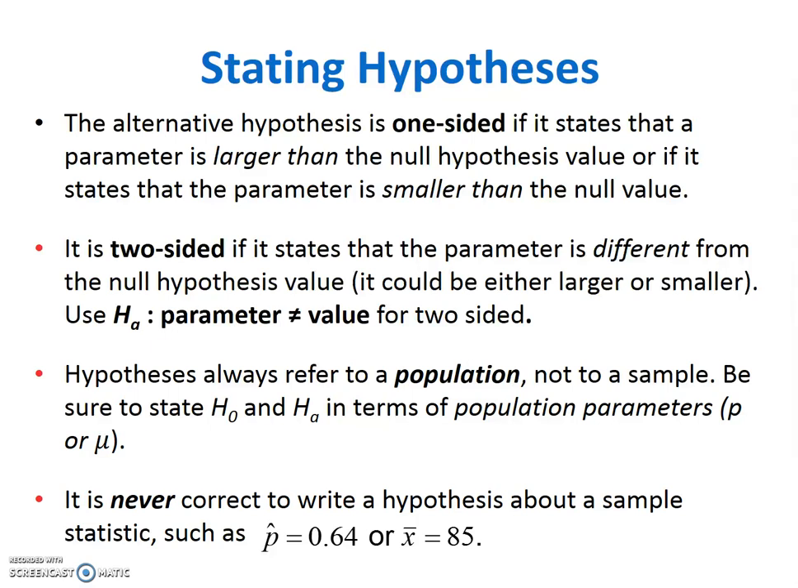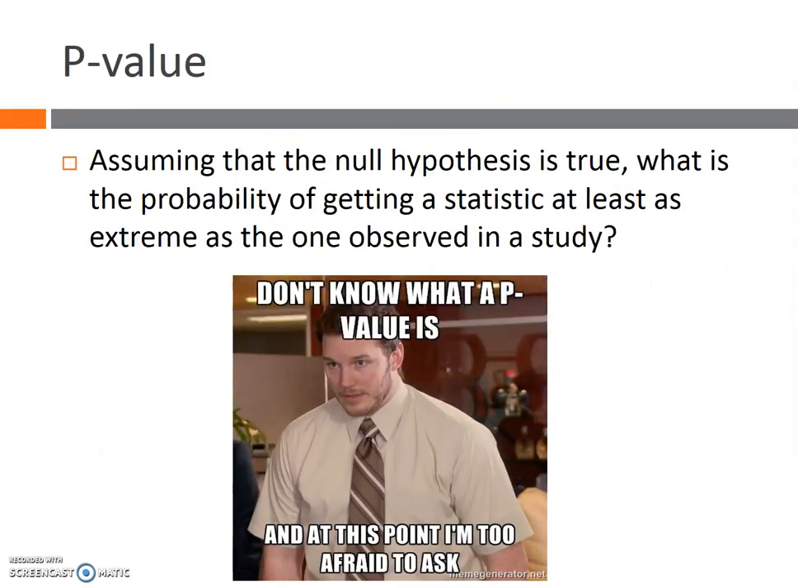Now remember, hypotheses always refer to a population, not a sample. Be sure to state your null and your alternative in terms of the population and the parameters. In this chapter, we'll be dealing specifically with p and mu, but it really could be sigma, anything like that. It is never, ever correct to write a hypothesis about a sample statistic. You should not use p hat or x bar or s in your hypotheses.